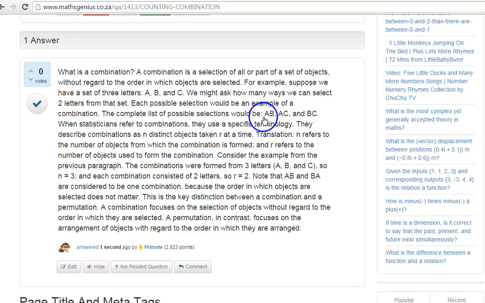The complete list of possible selections would be AB, right? You don't see a BA there, because the moment you take A and B, that means B and A are already accounted for, because we don't care which one comes first as long as it's selected. Then AC and BC. So we only have 3 combinations here.